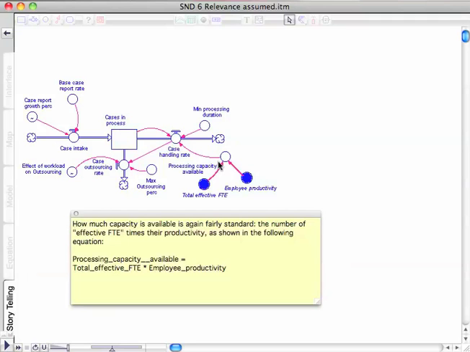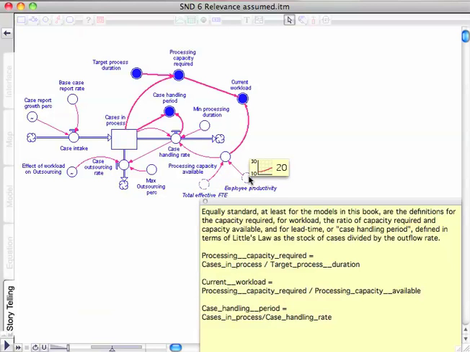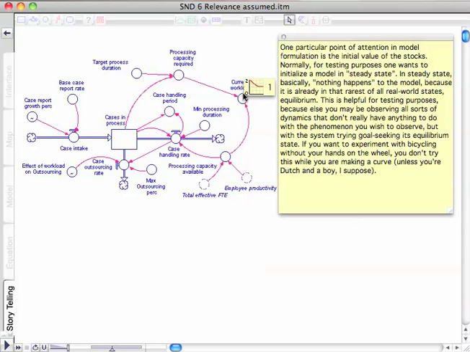How much capacity depends on, fairly standard, the number of FTE you have available times their productivity. Equally standard is how much capacity do you need really? Well, that depends on how many cases need to be processed, divided by how long they should take. And that then combined with this productivity leads to current workload, the workload being equal to the required capacity divided by the current capacity.